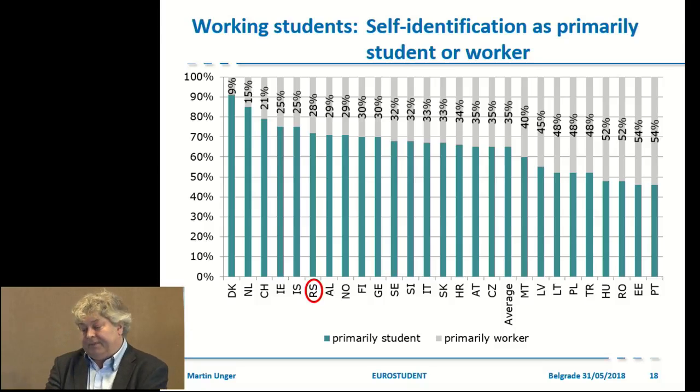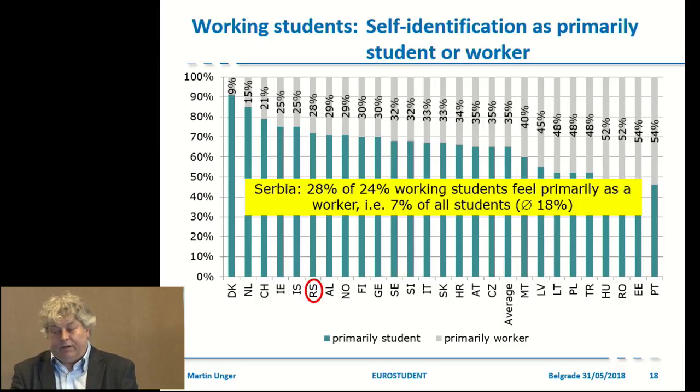And in Serbia, most of the working students, 70%, regard themselves primarily as students. In other countries, it's only half of the working students who regard themselves first of all as students. No, they are first of all workers, and they do evening classes at universities, for example, when they have these part-time systems. And then if you want to implement measures, it makes a big difference if you support students or if you support workers studying.